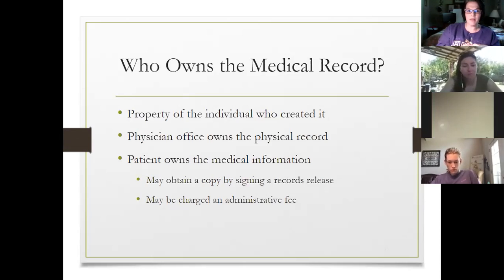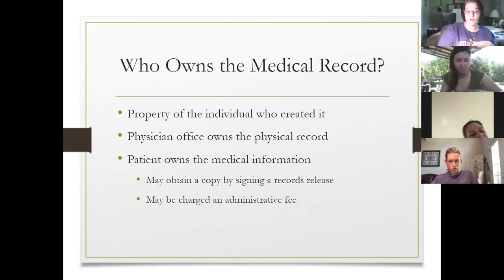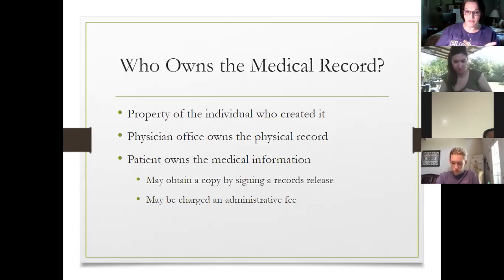Who owns the medical record? Property of the individual who created it. So who creates demographics? We do, right? The physician office owns the physical record. A patient owns the medical information they're giving you. They may obtain a copy by signing a records release, and they may be charged an administrative fee.